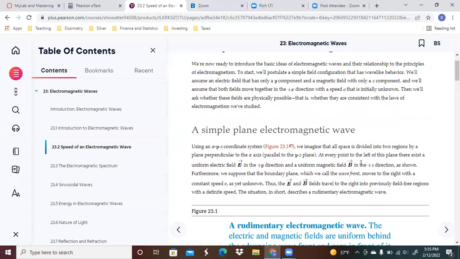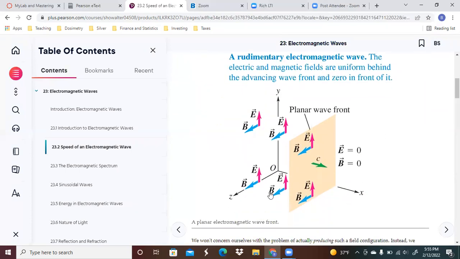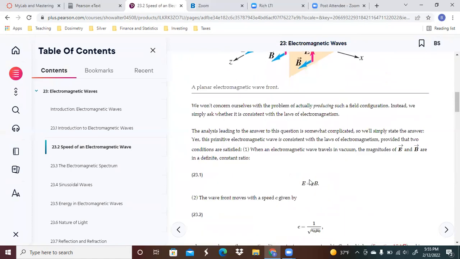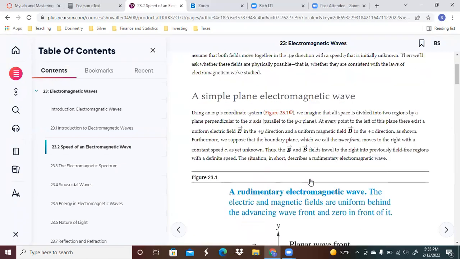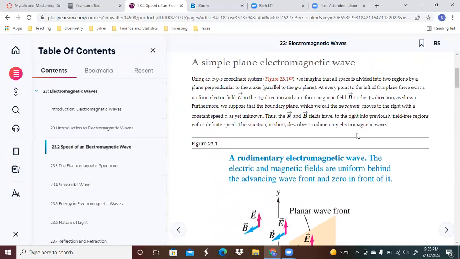And then you've got a uniform magnetic field in the z direction, which is out this way. So while you've got E moving up and down this way, you've got B that's moving in a plane this way. I want to see if I can find a dynamic graph here that will kind of show you what all of that is about.